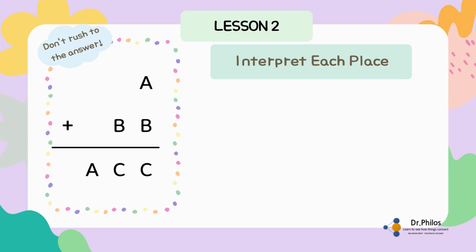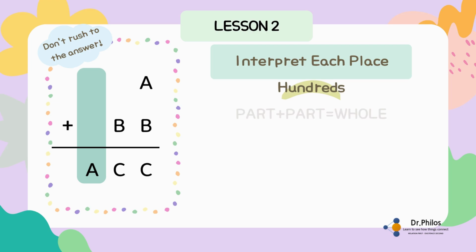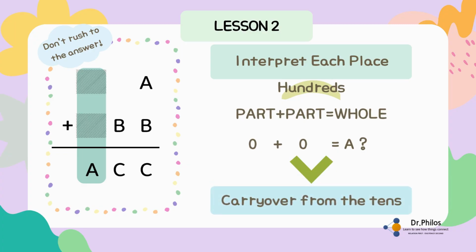Let's observe together. Let's interpret the hundreds place again. There is only A in the hundreds place. What do you think that means? There are no hundreds in the parts. But there is an A in the hundreds place of the whole. This means there is a carryover from the tens place. I see.